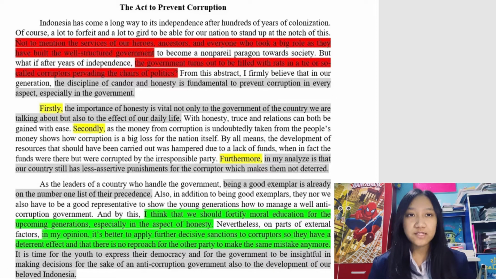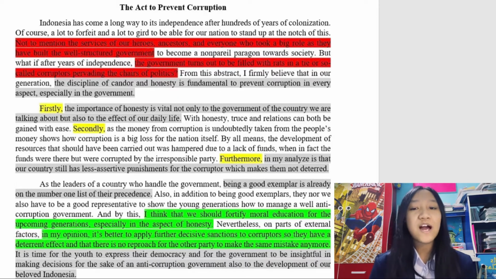The act to prevent corruption. Indonesia has come a long way to its independence after hundreds of years of colonization. Of course, a lot to forfeit and a lot to gird to be able for our nation to stand up at the notch of this. Not to mention the services of our heroes, ancestors, and everyone who took a big role as they have built the well-structured government to become a non-parallel paragon towards society. But what if, after years of independence, the government turns out to be filled with rats in tie or so-called corruptors pervading the chairs of politics?